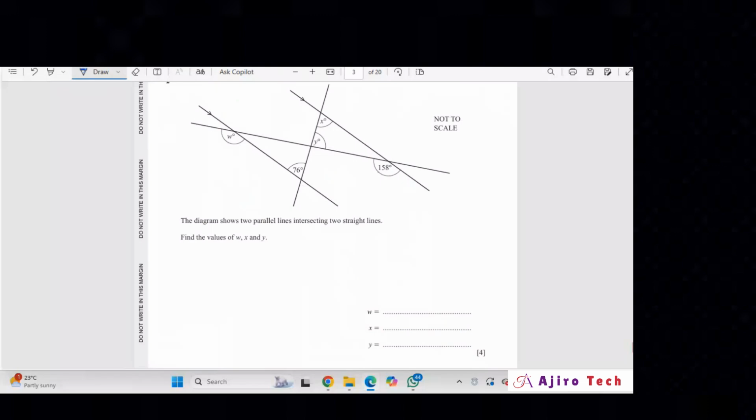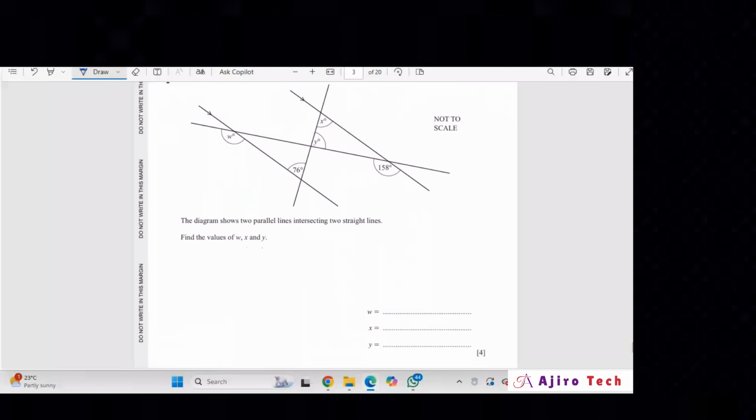You can see that they are intersecting them, and those intersecting lines we call transversals. In mathematics, we call them transversal lines. So we have two parallel lines, and parallel lines are lines that never meet. So these two lines never meet at all. We are asked to find the values of W, S, and Y.